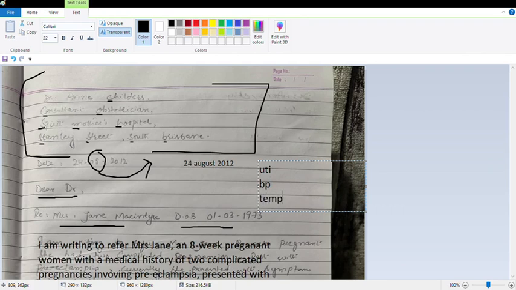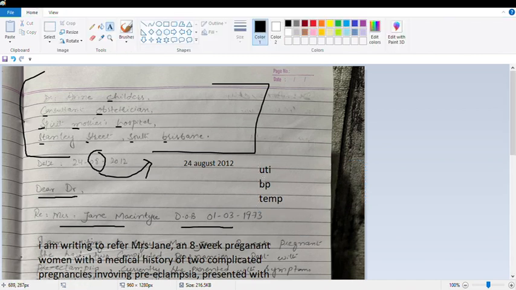Okay, there are some abbreviations that we can write in short forms, like UTI, BP, and temperature, and something else. We can write these in a short form because these are universally accepted abbreviations. So that's why we can write like this.